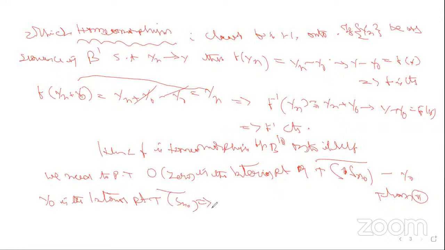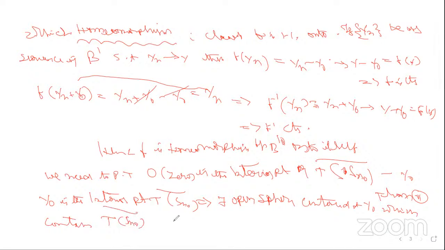That implies there exists an open sphere centered at Y naught, which is contained in T of Sn naught bar. So since F is an open map: what is an open map? A map X to Y is called an open map if for each open set A in X, F of A is open in Y. That is called an open mapping or open function.